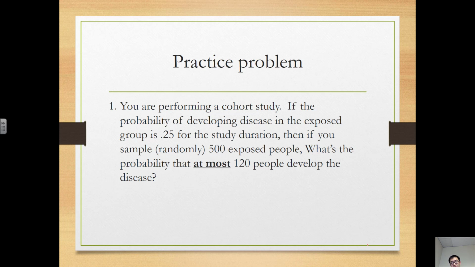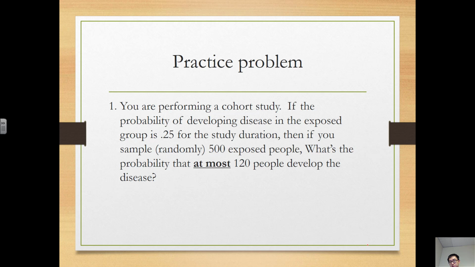So suppose you are performing a cohort study. If the probability of developing the disease in the exposed group is 0.25 for the study duration, and you randomly sample 500 exposed people, what is the probability that at most 120 people develop the disease?